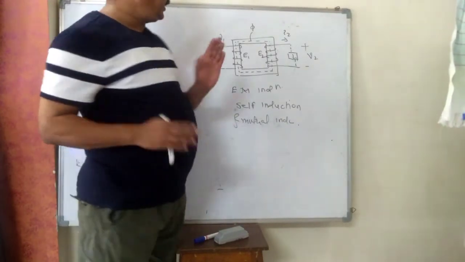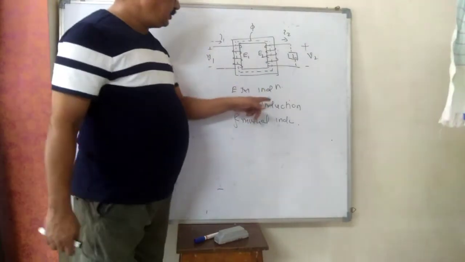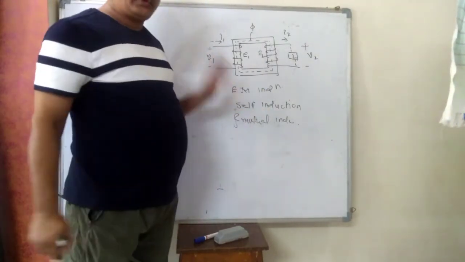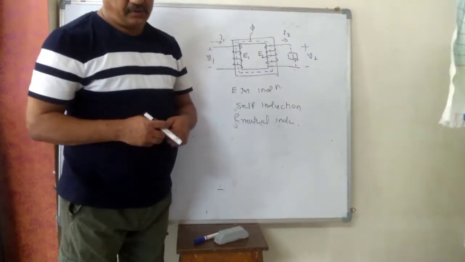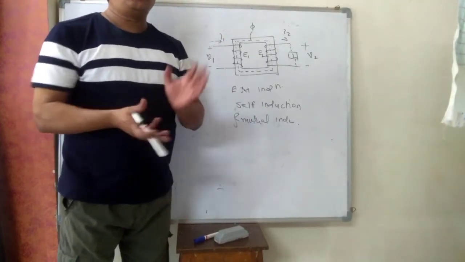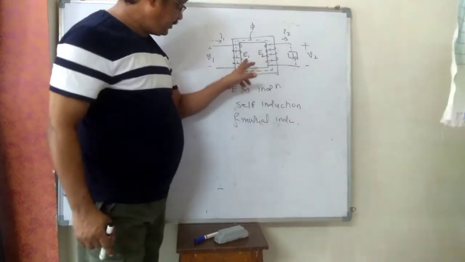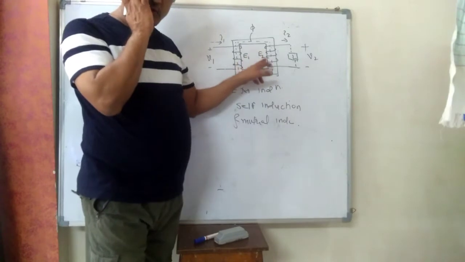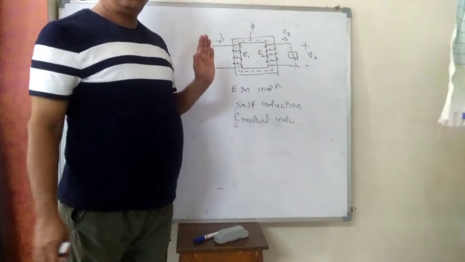Principle of working of transformer. It works on the principle of mutual induction. There are two terms, self-induced and mutually induced. Self-induced means EMF induced in the coil itself. Mutually induced means EMF induced by one coil in other coil. E2 is due to E1. E1 induces EMF E2. That is mutually induced EMF. So the sequence is clear, right?